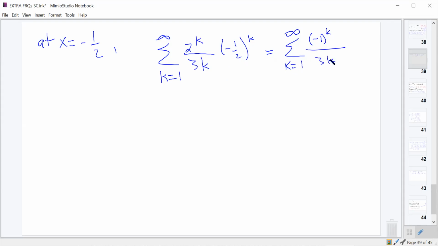And what do we know about this? We know that this is an alternating series and that the terms are decreasing in absolute value towards 0. And therefore, this converges by the alternating series test. Everybody good with the first part there for at x equals negative a half?